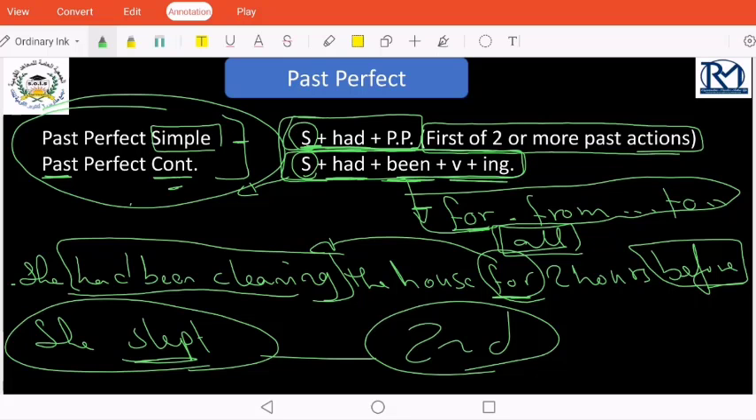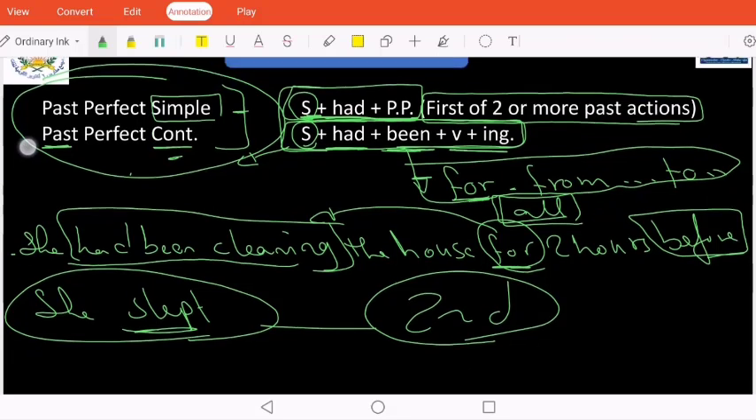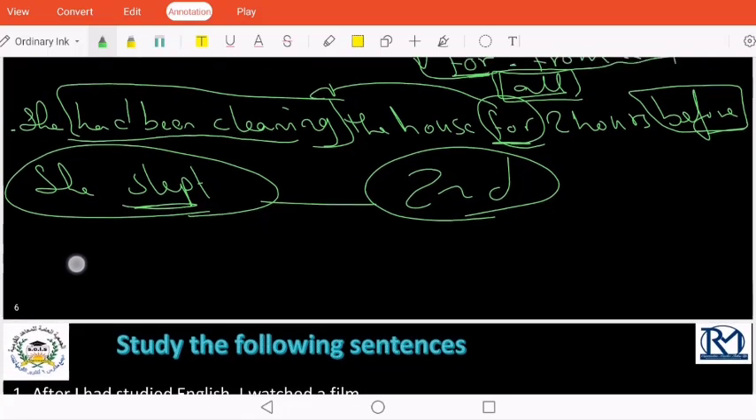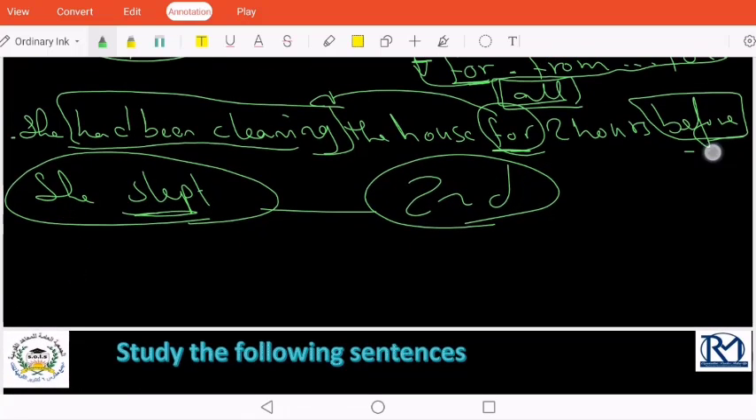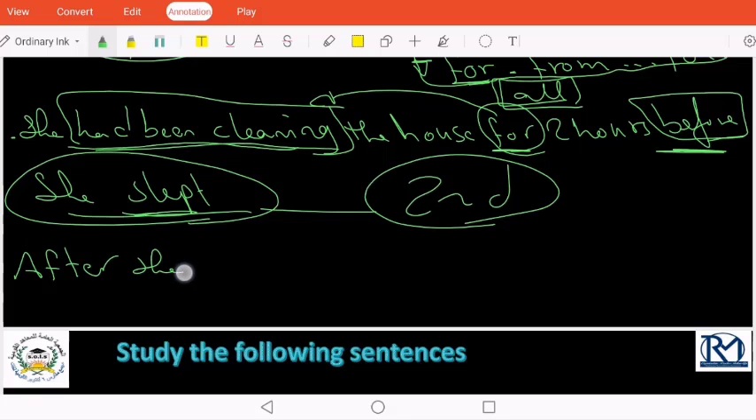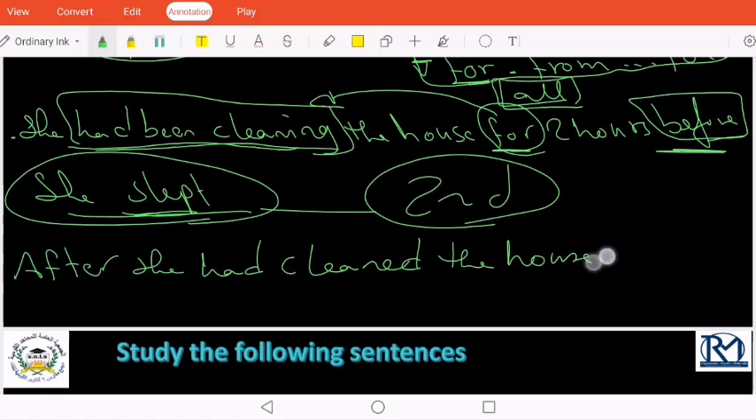Let's talk about some of the linking words that can join the two sentences together. What do we mean by linking words? Here we use the word before to join this tense with that tense. If we use the word after, for example, we can change the structure here. So: after she had cleaned the house, she slept.